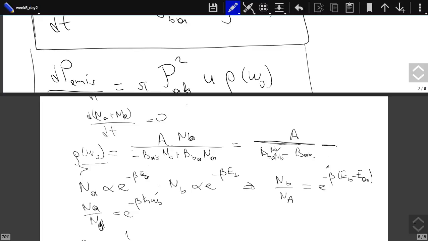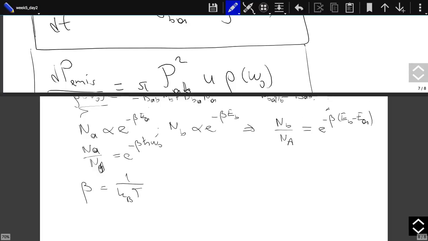And if you just put in what rho of omega_0 is, which is independent of the atoms, you can put in its value and compare it with the right-hand side. So it turns out that B_AB is equal to B_BA. Well, this is what we had already known. The stimulated emission and stimulated absorption probabilities are the same.